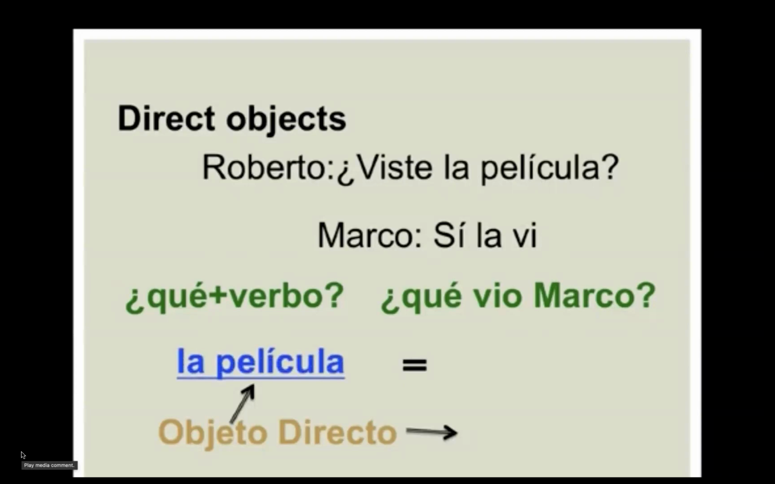If you have an embedded answer to this question in your sentence, then you have a direct object. In this case, we do. The answer to what did he watch would be la película. He saw the movie. Therefore, la película is going to be the direct object.